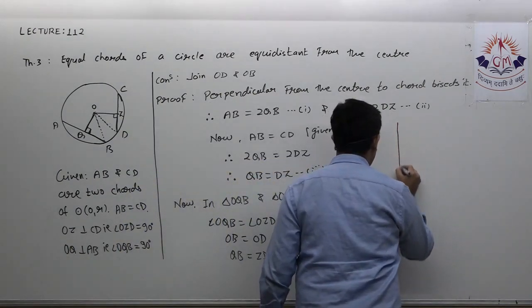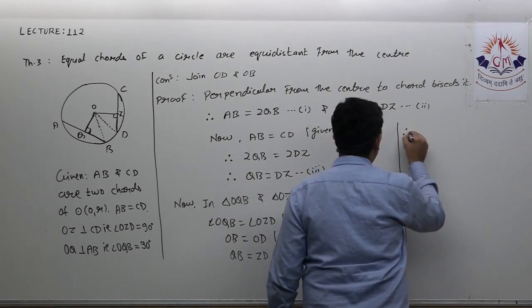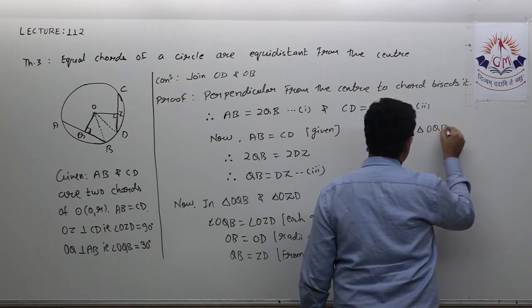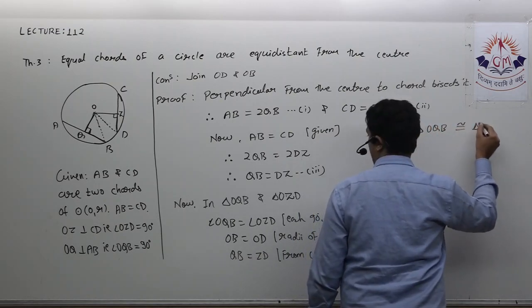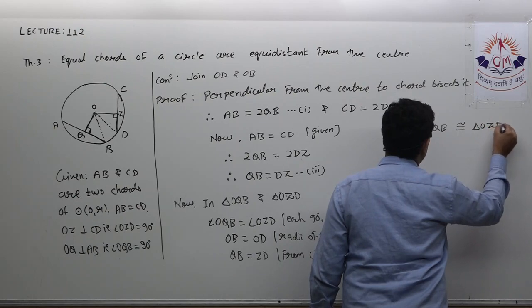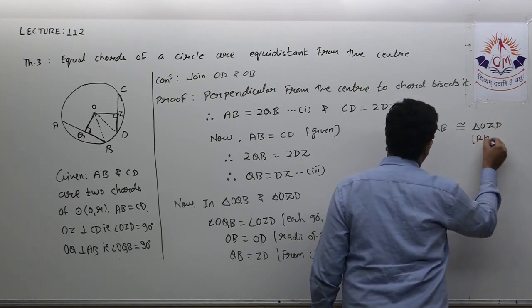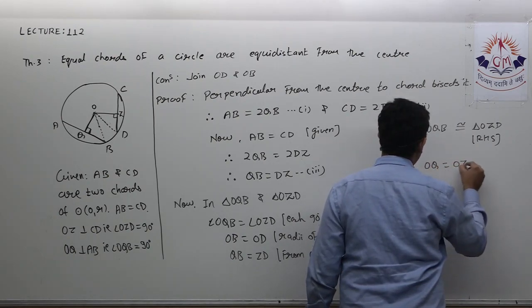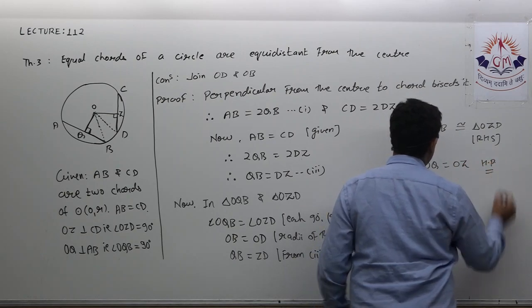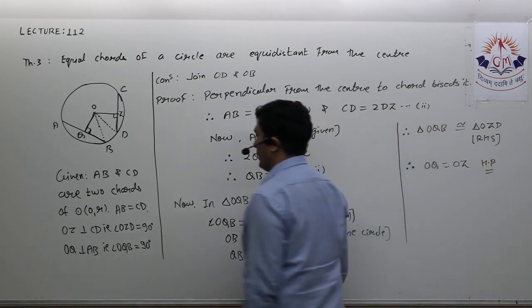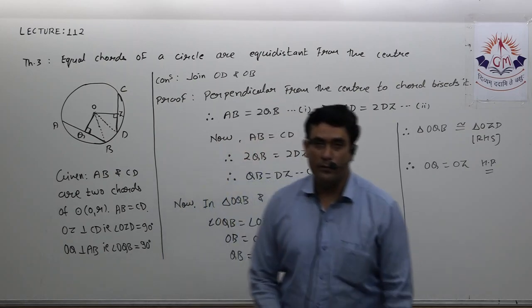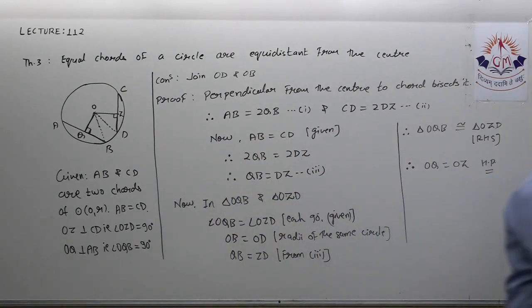QB is equal to ZD. So therefore I can say triangle OQB is congruent to triangle OZD by RHS, and hence OQ is equal to OZ. Hence proved, OQ equal to OZ. That means the chords are at an equal distance from the center. So please note it down, then we'll see the next theorem.